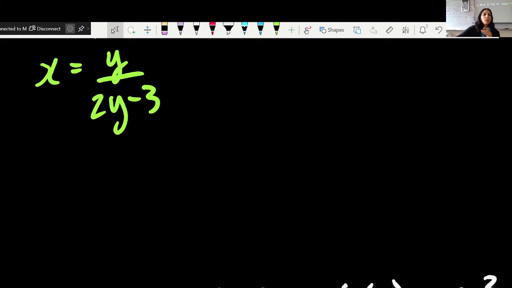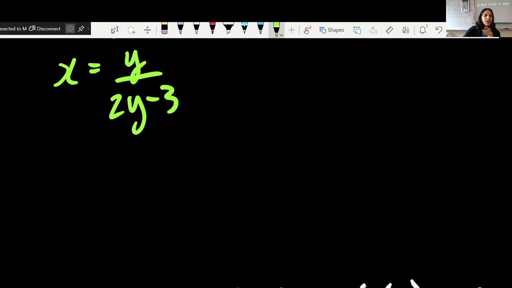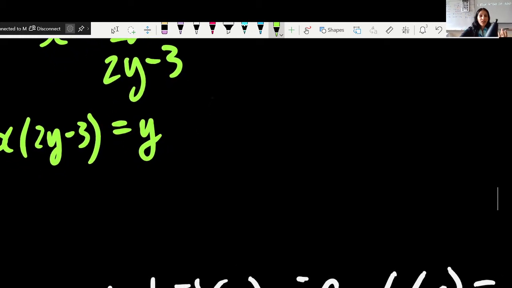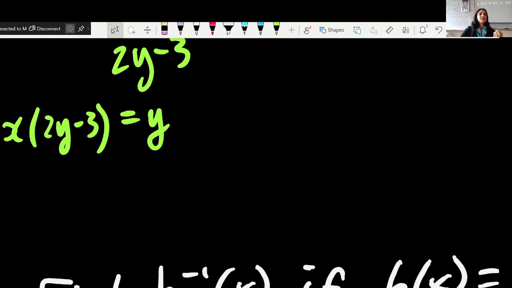Yeah, we could multiply both sides by 2y minus 3, right? So we'd have x times 2y minus 3 equals y, and that would cancel out the bottom. So it's like we took the bottom and multiplied it out at the top on the other side. So far we're good with that? Okay, and in doing that, again, we still want to get y by itself, so what would be another good, smart next move? Yeah.